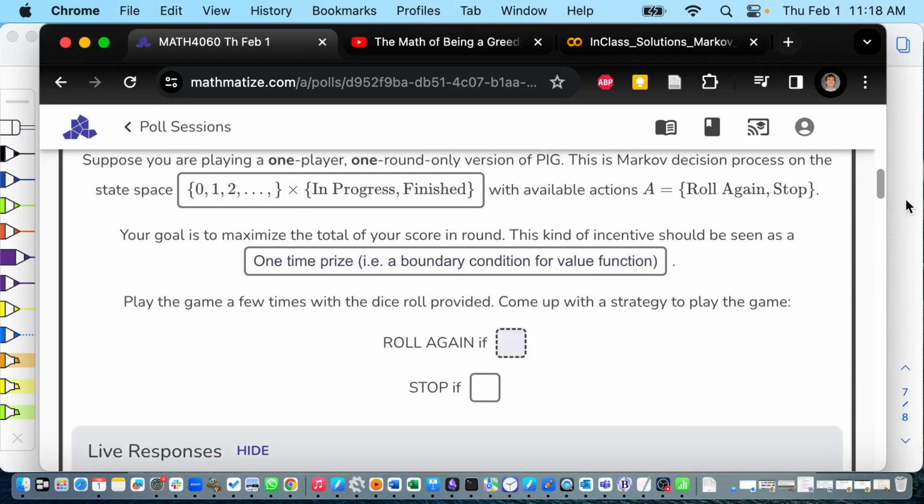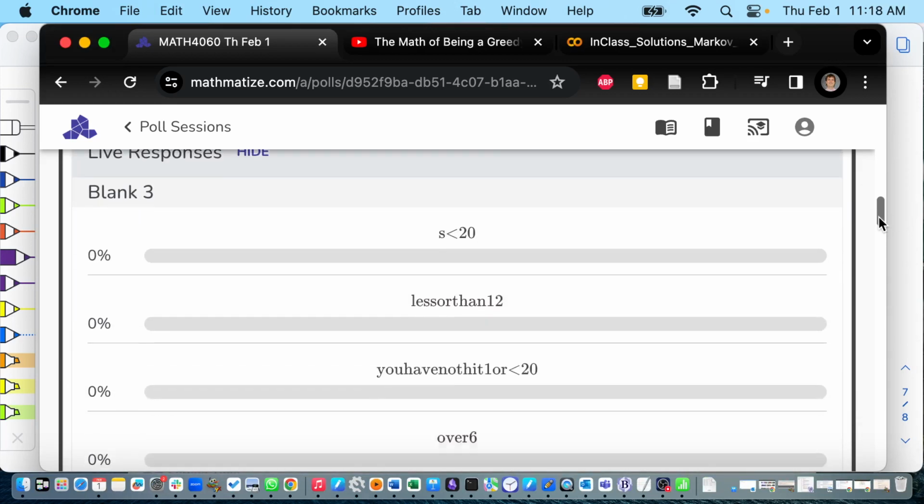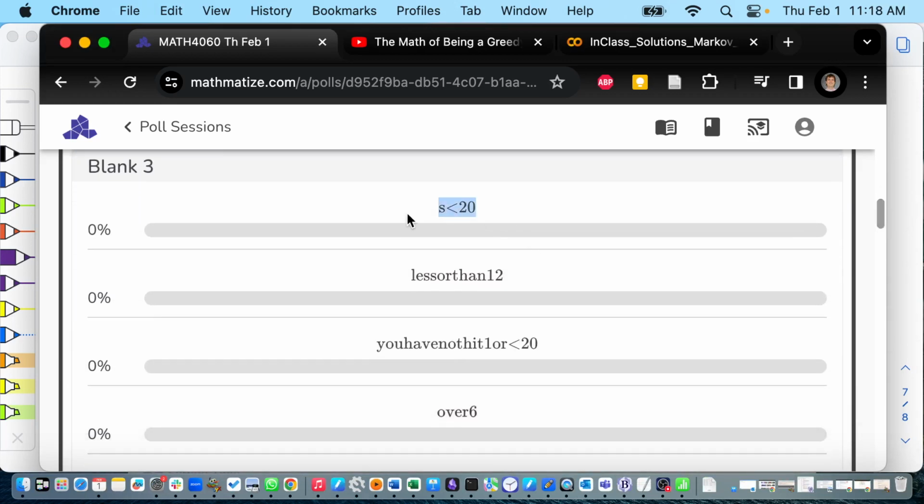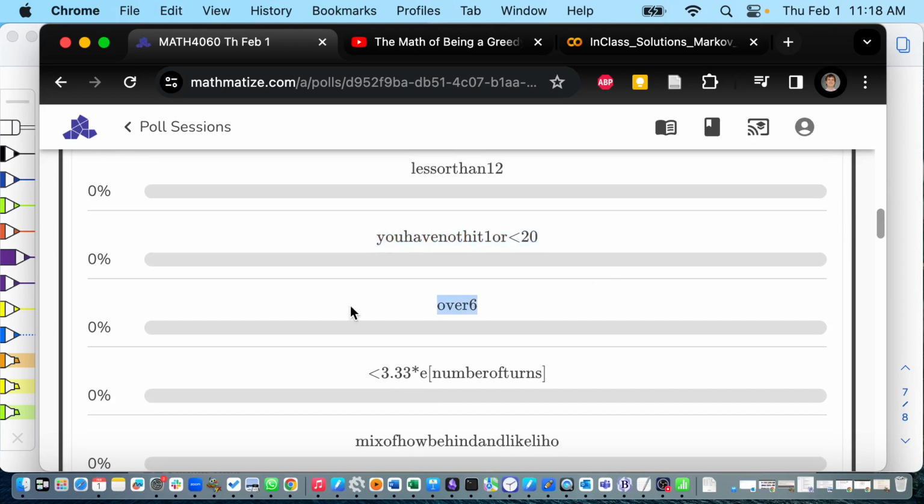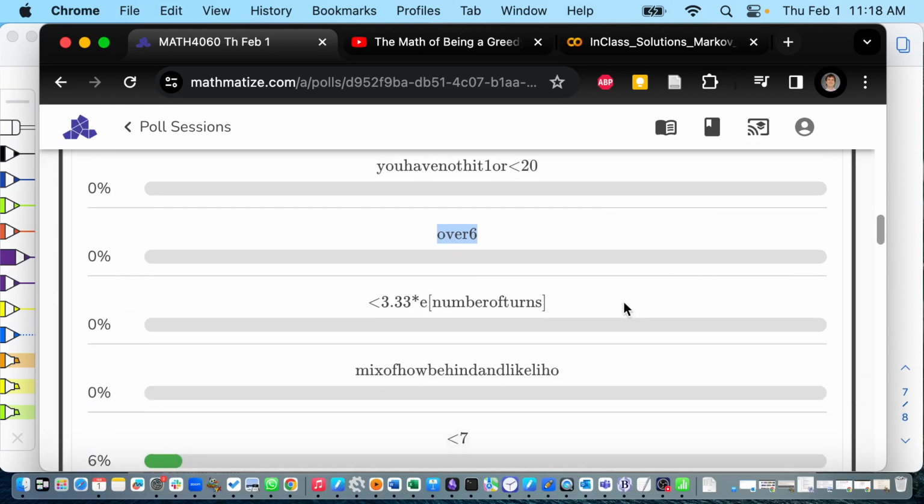So roll again if, somebody said less than 20, so roll again if you have less than 20, roll again if you're less than 12, 20 over 6. Rolling over a certain number is probably going to eventually be too greedy, right? Like if you're at 100, that's over 6. So probably maybe they had them switched. Some people did the number of turns. That's another way you can do it.